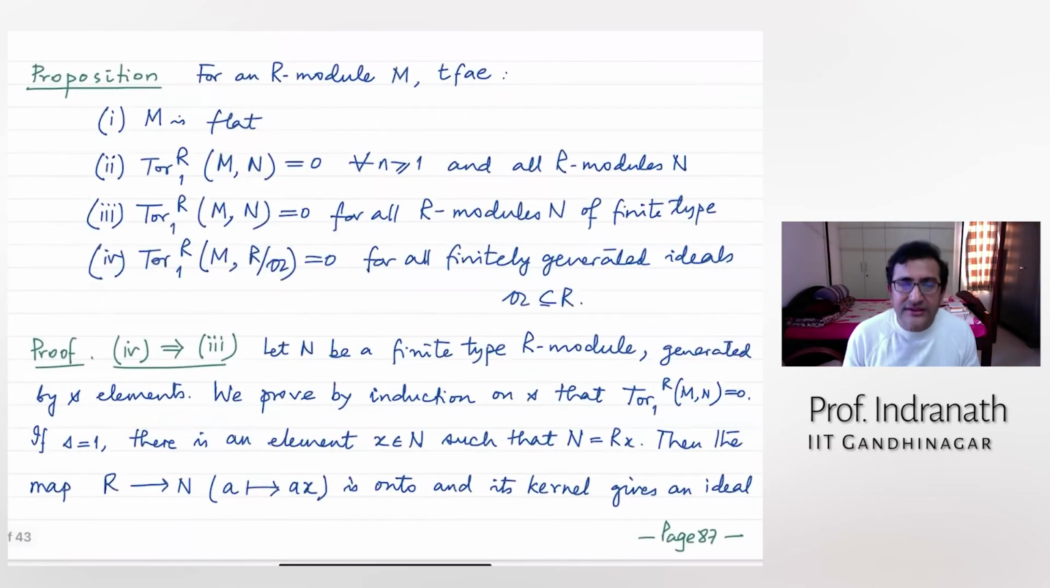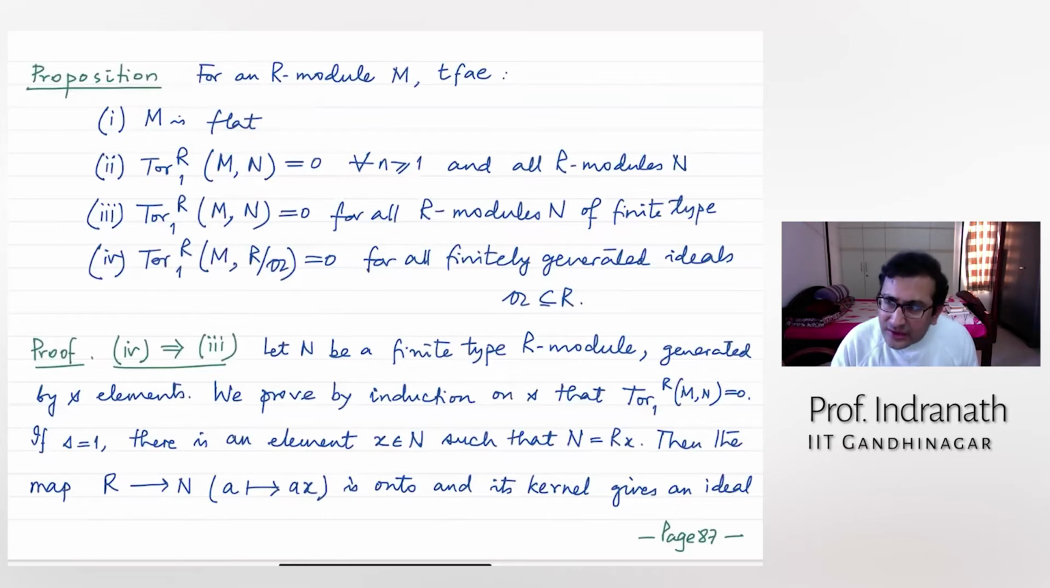Now this comes to this proposition that we have this equivalence: flat, Tor_1 is 0 for all R modules N, Tor_1 is 0 for all finite type. By finite type we mean finitely generated modules.